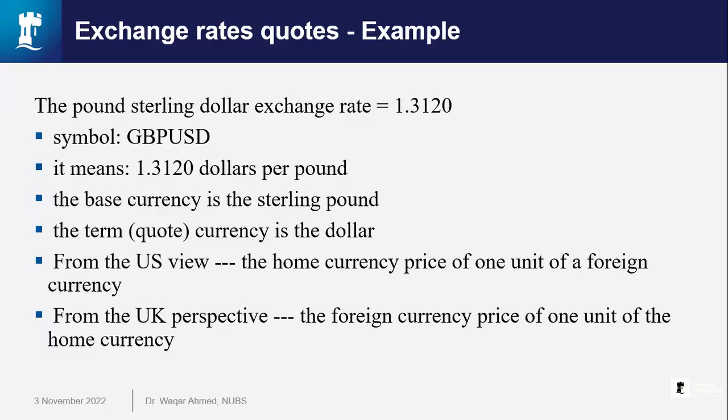Direct and indirect would depend upon from whose perspective you're looking at it. And the relationship is very simple, right? So you can convert a direct quote to an indirect and an indirect to a direct, because one currency is the base currency. One of the two currencies will be a base currency, which means 1 unit of that currency. The inverse of that would be translating that in terms of 1 unit of the other currency.